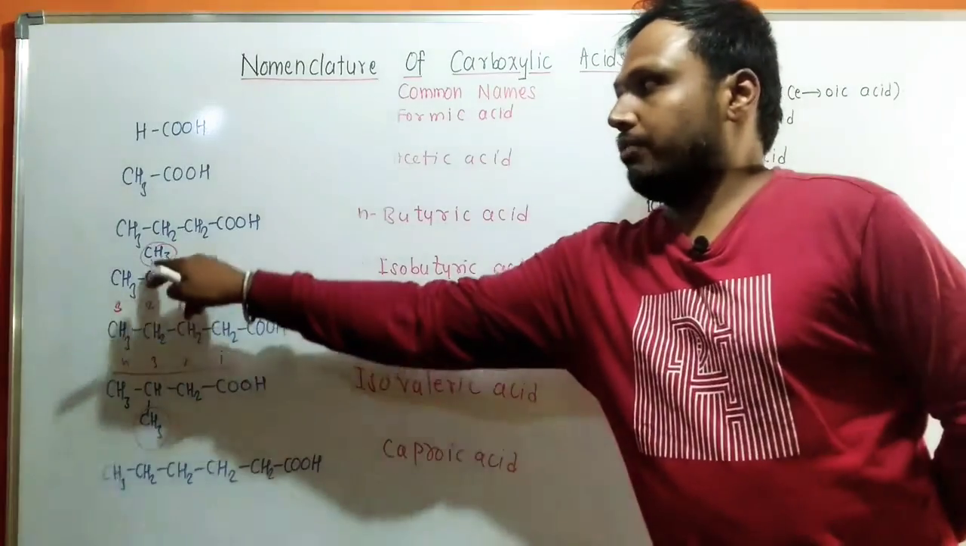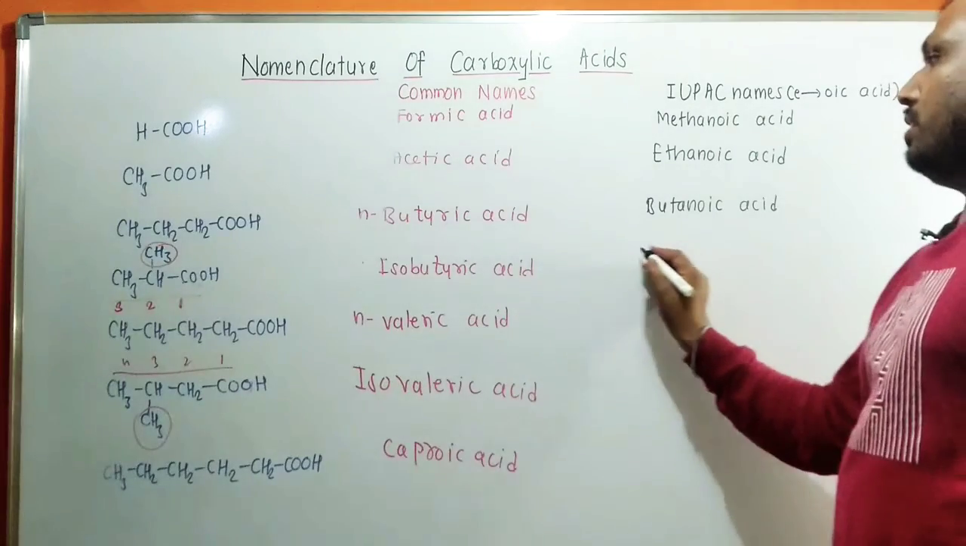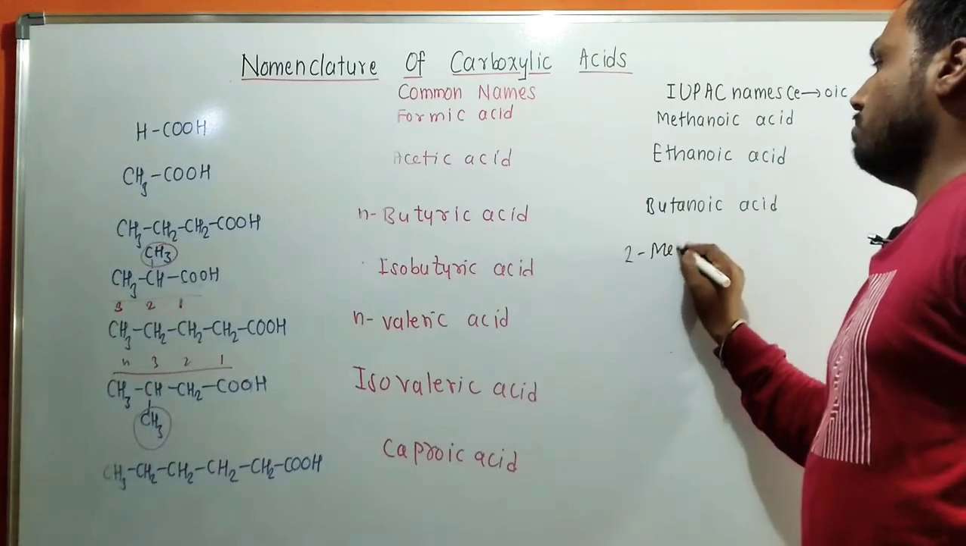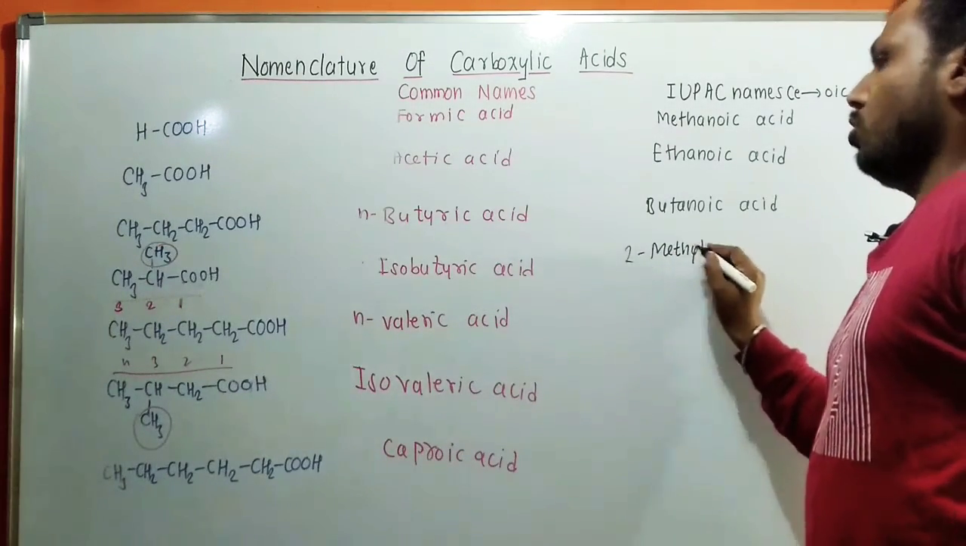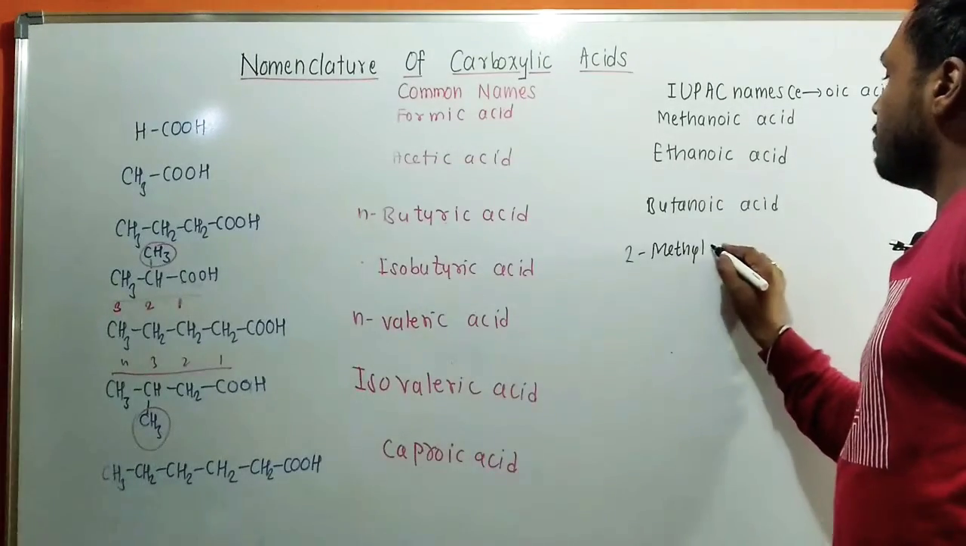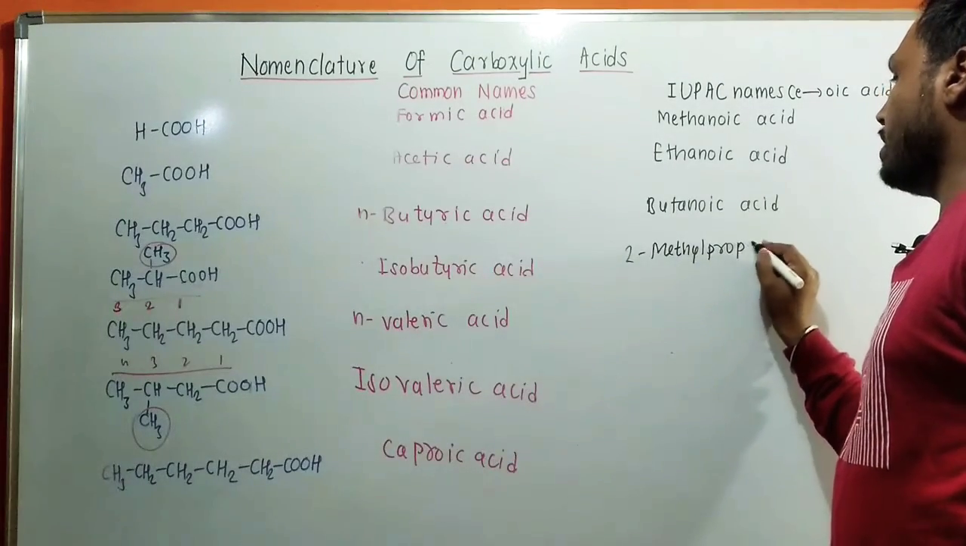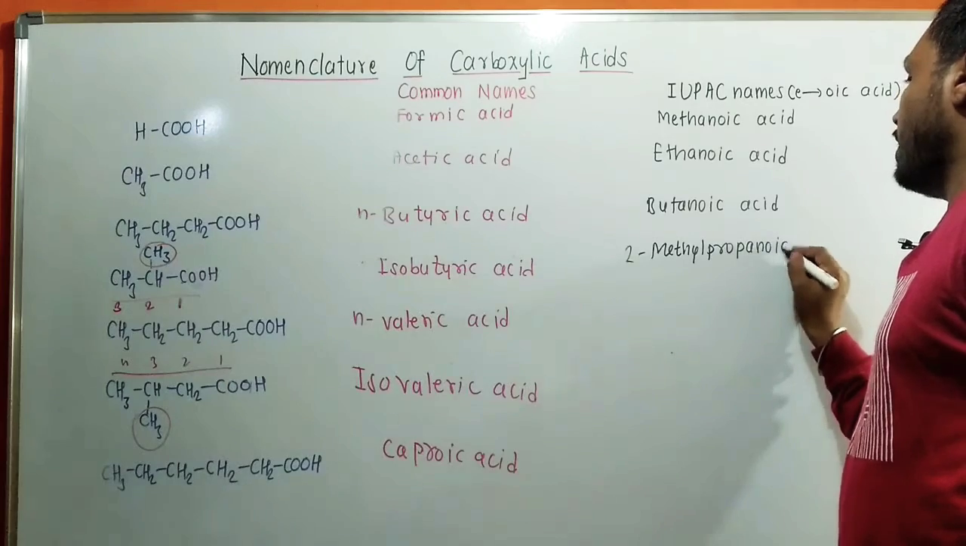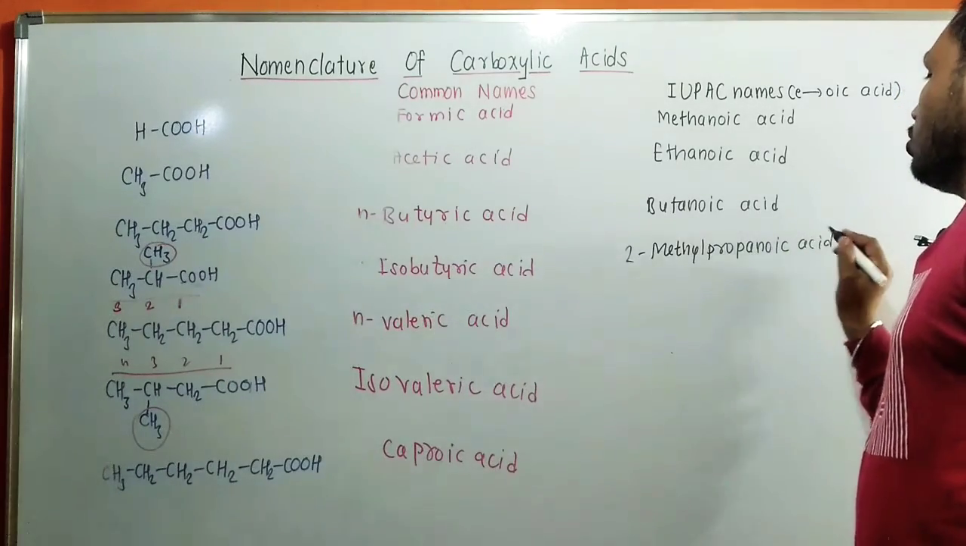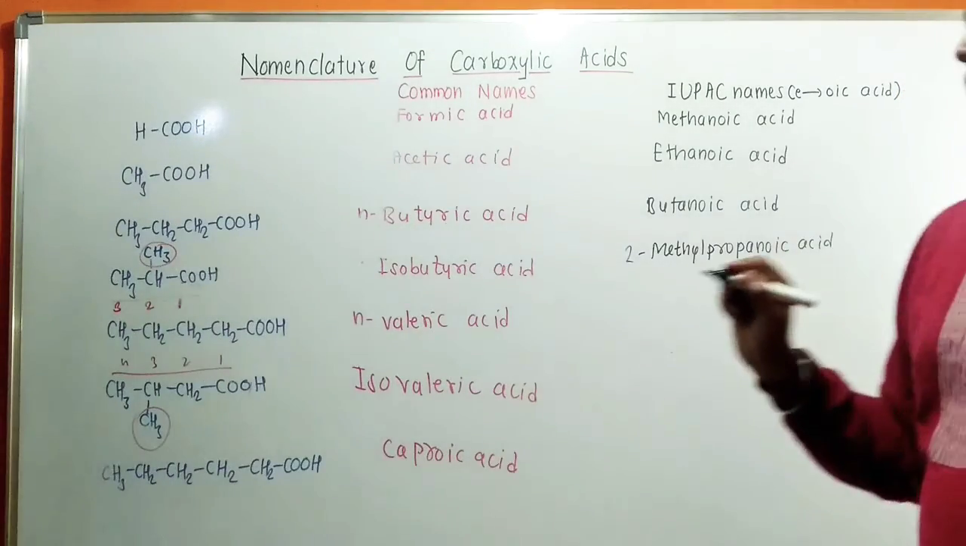So at second position we are having one substituent which is the methyl, so the name will become 2-methyl. The longest chain contains a total of 3 carbon atoms, so the parent alkane will be propane. Replace E by oic acid. So the name will become 2-methyl propanoic acid.